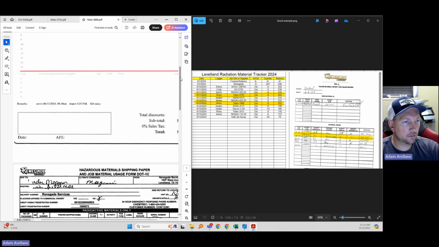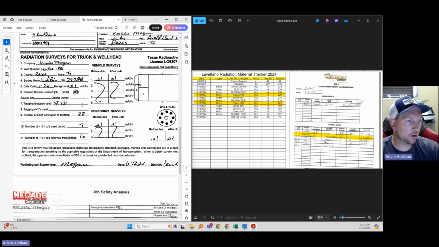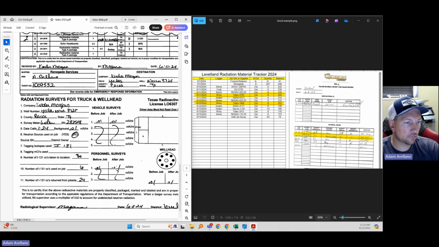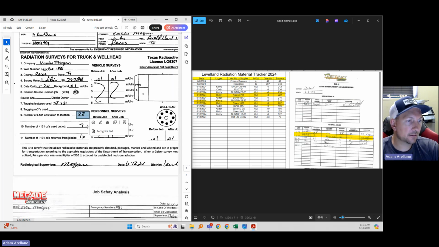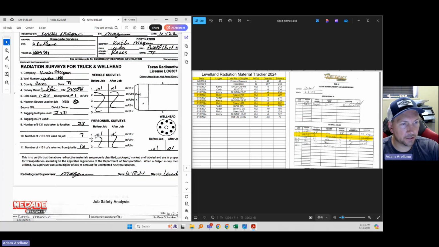On the 12th, we should have 24 less 1 millicurie of decay. We use 7. We have 16 left over. So that's a perfect demonstration of, okay, we had none left over where we checked out 31. I'm going to decay it just a little bit and move over the 24 from the previous day, decay that to 23, and then move on with the next job the next day.